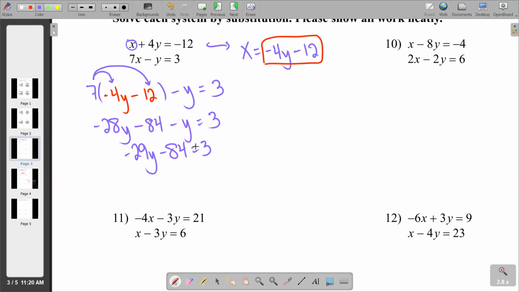I sure wish that -84 would not be there so I could get y by itself. If only there was some way to get rid of a -84. Let's think. How could you? I have an idea. Let's do +84. And then we're left with -29y equals 87. And then what's the last step?